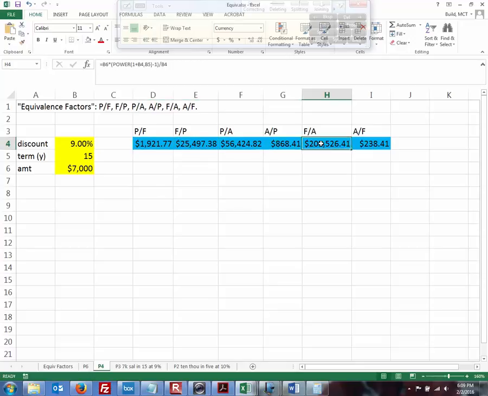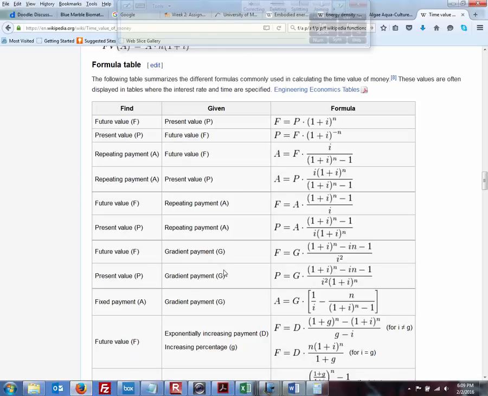There are built-in functions, net present value, but I just kind of went at it old school with this. And once you've got it, that's kind of the nice thing, once you've got it in there, you can't really mess with it that much.